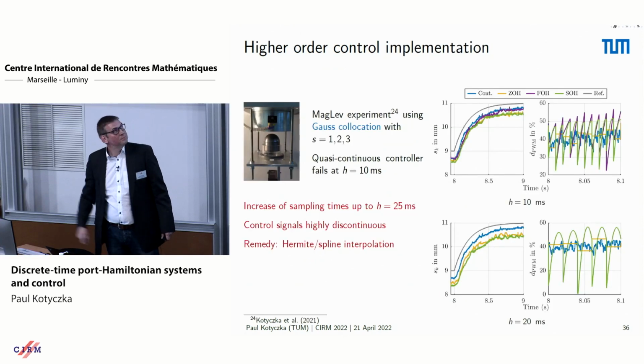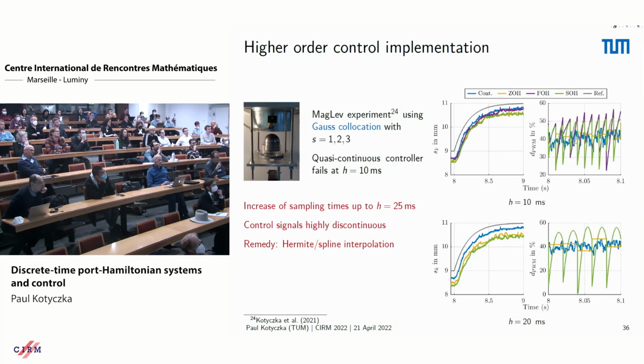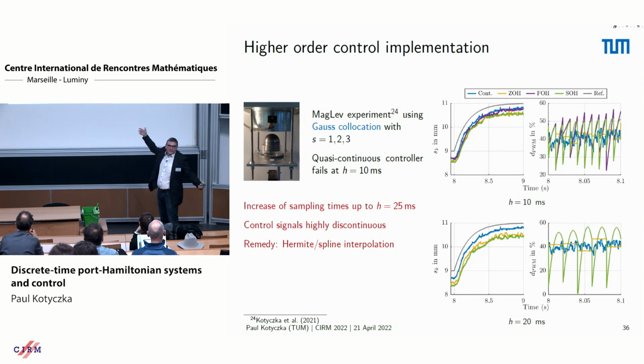And the very last point: I mentioned that this was the implicit midpoint rule, so it was Gauss-Legendre with one stage. We can reuse this, or do basically the same thing based on higher order Gauss-Legendre collocation. And we did it in the lab with this floating ball, and it should switch from one distance to another, and we go for high sampling times.